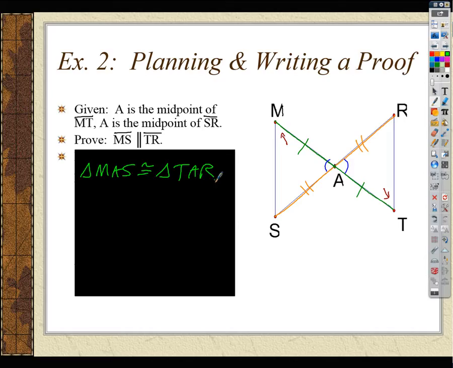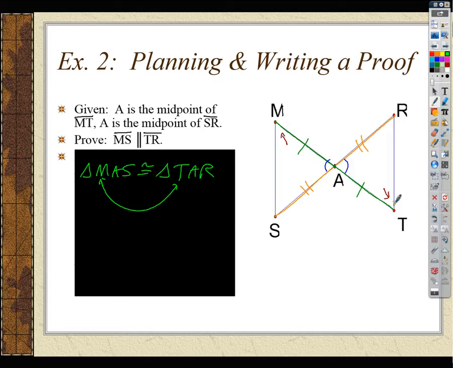Okay, because remember, when we write a triangle congruence relationship like this, we have to make sure that the order of the angles is just right so that they match up, right? The corresponding ones match up. Why does angle M correspond to angle T? Because they're alternate interior angles.